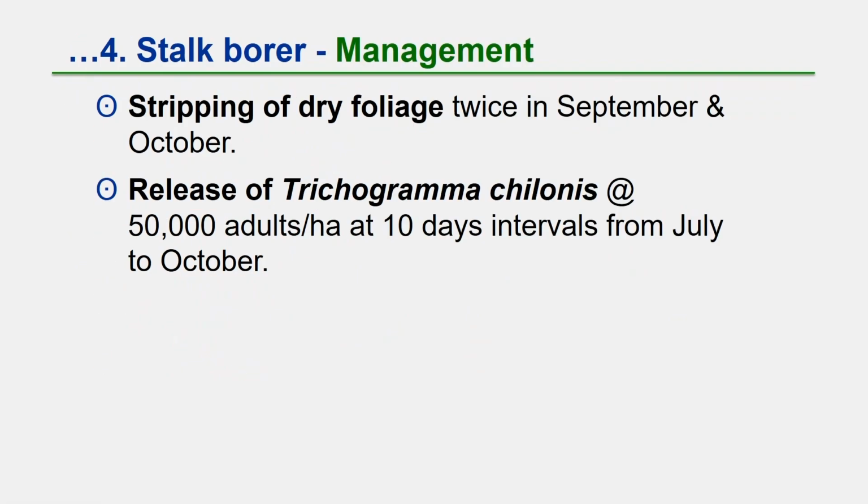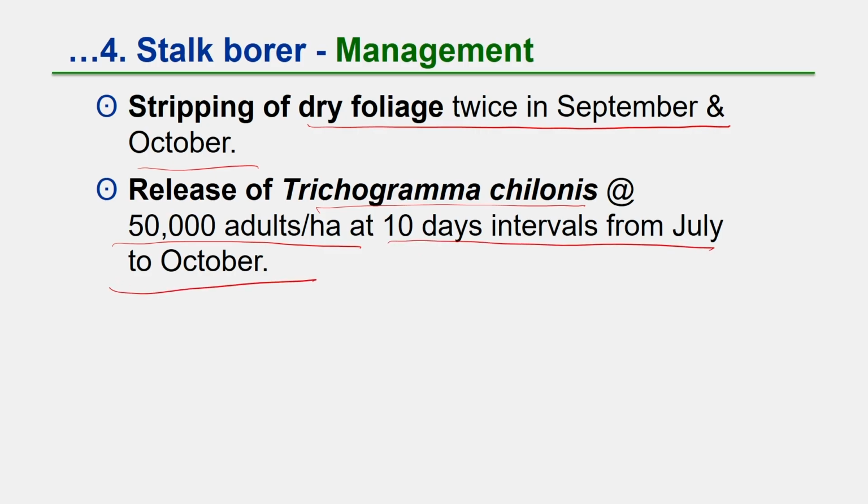What can be done to control it? Stripping of dry foliage twice in September and October. Release of Trichogramma chilonis at the rate of 50,000 adults per hectare at 10 days interval from July to October.